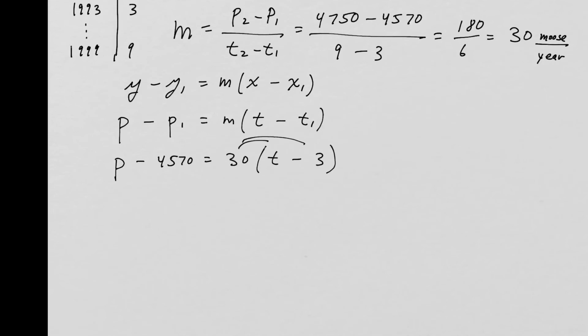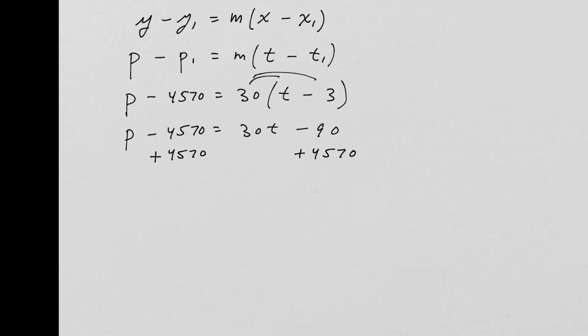I can distribute the 30, so I have P minus 4570 is 30T minus 90. And then to get P by itself, I'm going to add 4570 to both sides. And if you do that, you're going to get P is equal to 30T plus 4480. And that's it. That's our equation, right? The population, I'll even make it clearer here, is a function of time.